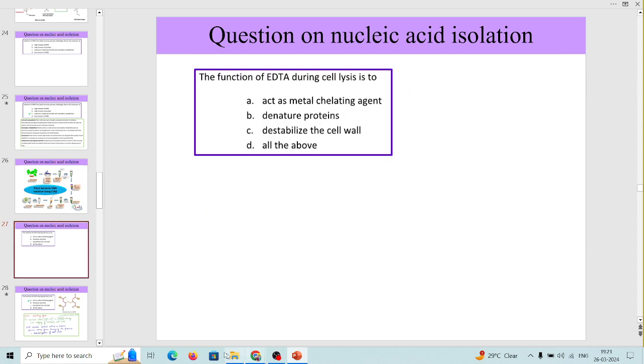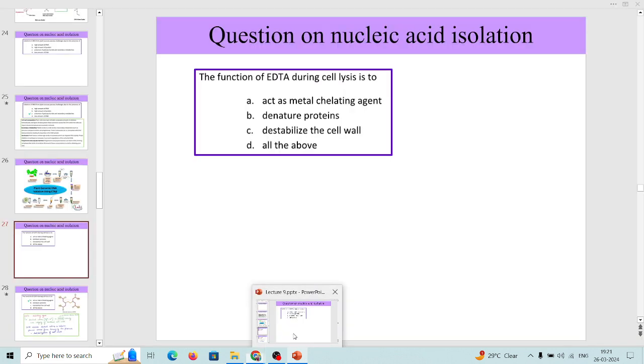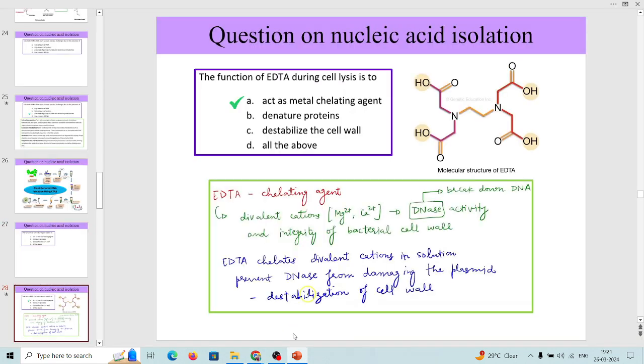So the next question is again simple. You have already learnt about this in our previous slides. This is asking you what is the function of EDTA in cell lysis. So you tell me acts as a metal chelating agent, which is definitely correct. Denaturing protein, destabilizing cell wall, and all of the above. Okay, so let us look at the question. Now let us look at the answer. Okay, right answer is A.